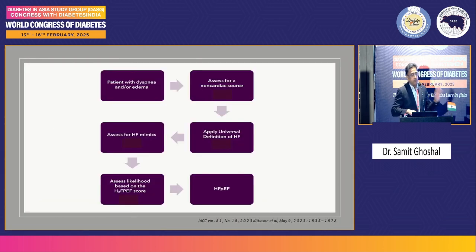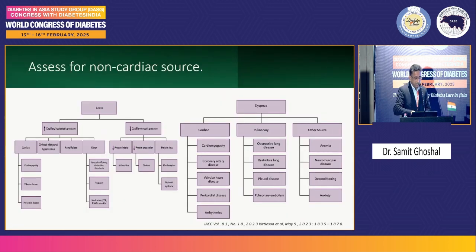This is a beautiful algorithm from the American Heart Association, and it tells you to go step by step. Patients with dyspnea and/or edema, assess for non-cardiac sources, rule them out. Then apply the universal definition, which I showed you in my first slide. If it is positive, assess for heart failure mimetics. If they are ruled out, then assess with scores. Now, again, I have a problem with scores, which I'll come back to and ask you in return, what do you do? Now, these are the non-cardiac sources.